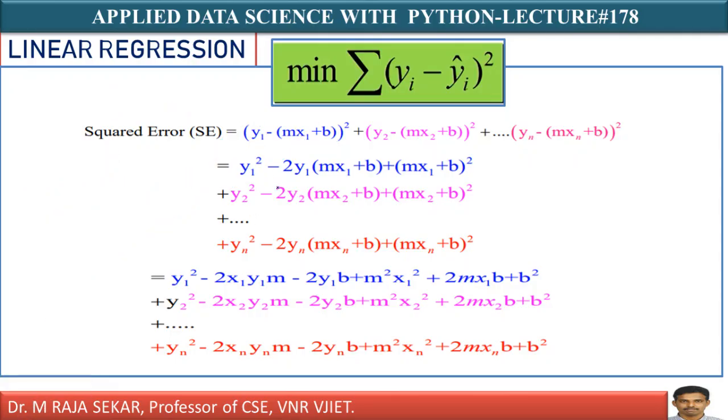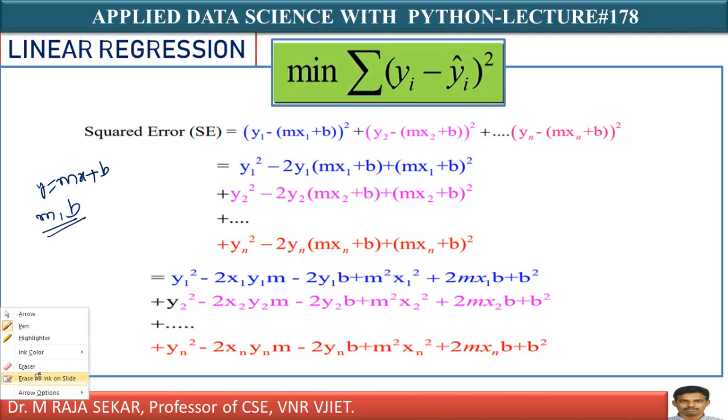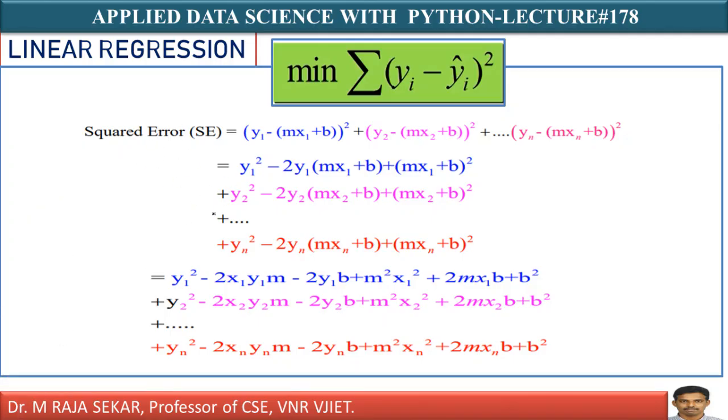Now, what is our intention? We have to minimize this one. We have to find the parameters in y equal to mx plus b. Which ones are the parameters? m comma b are the parameters. I must find m and b such that this squared error is minimum.